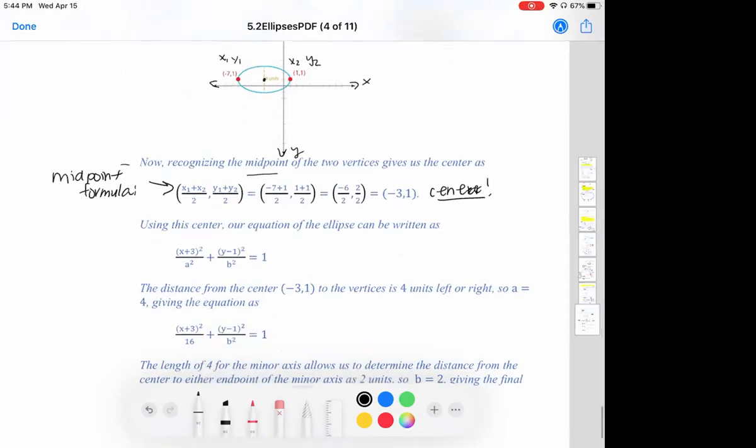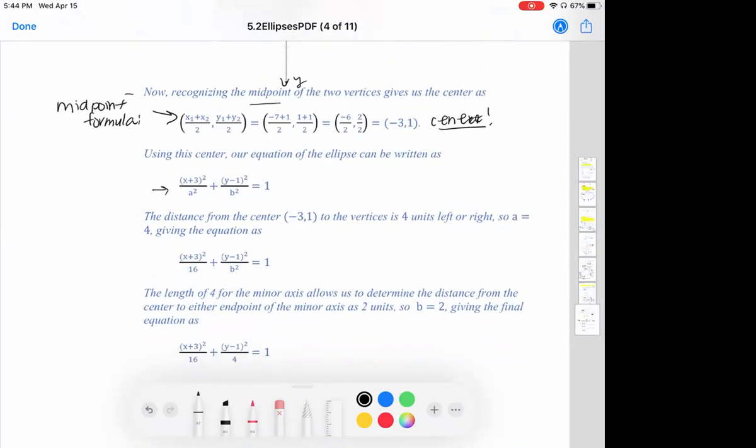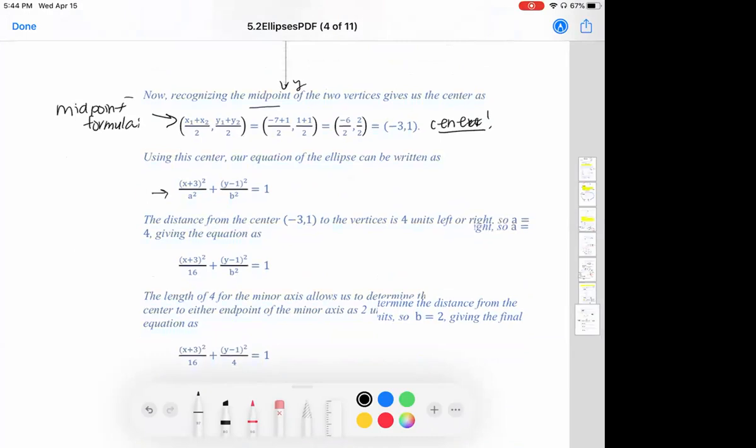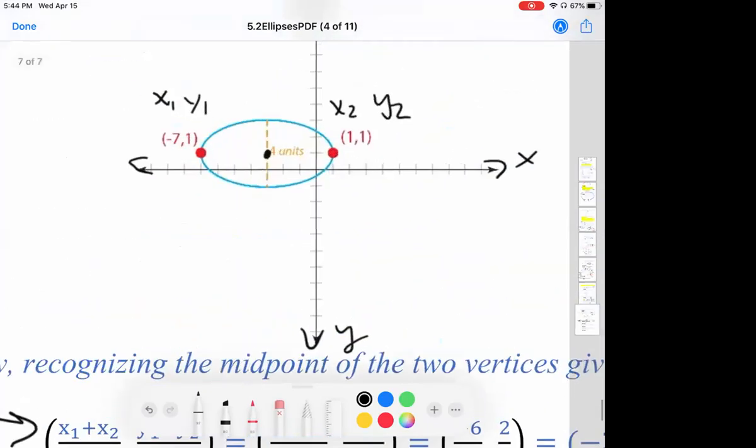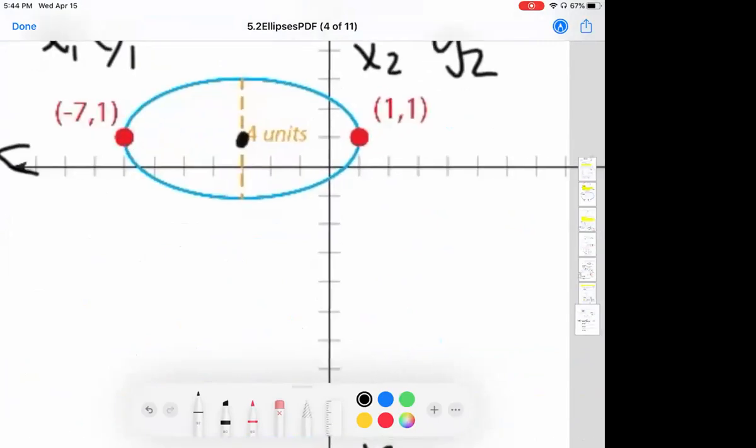Using the center in the equation of the ellipse, we have this so far, right? Let's take it piece by piece. The distance from the center, negative 3 comma 1, to the vertices is 4 units. So it's saying, okay, I'm looking carefully and I see from the center, I go 1, 2, 3, 4. It's 4 units, right? So this is going along left and right, our x. So our x is going to be 4. We want it squared, so we're going to write 16.